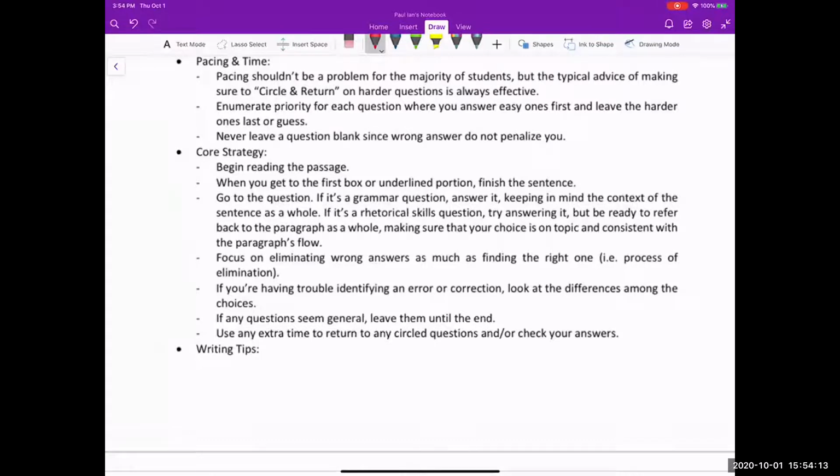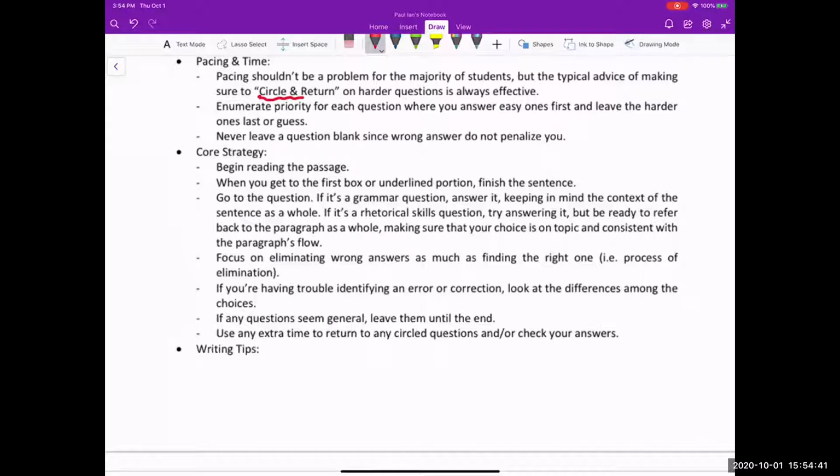You don't really analyze the whole thing, just each individual grammar point. Sometimes it's natural to just answer the questions, which is really good. For the ones that you don't understand on the SAT, don't leave it blank. Answer it to the best of your ability, because it doesn't count against you.